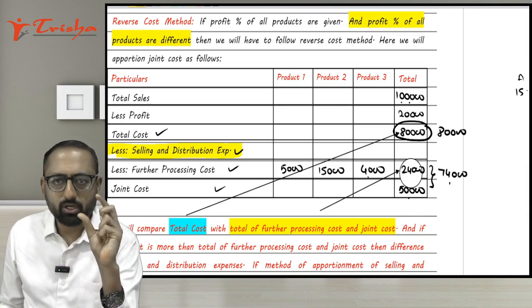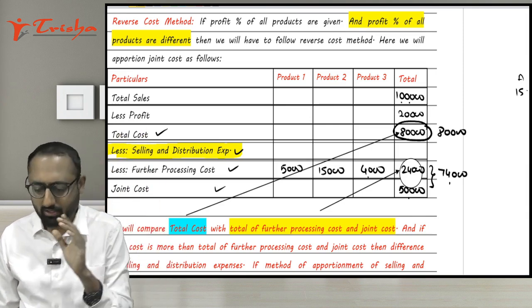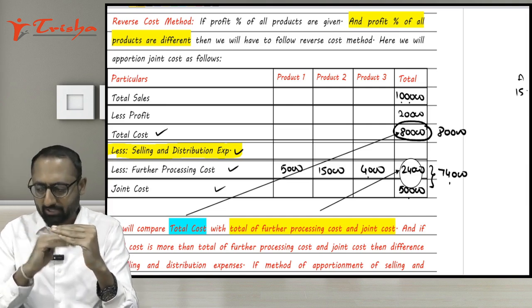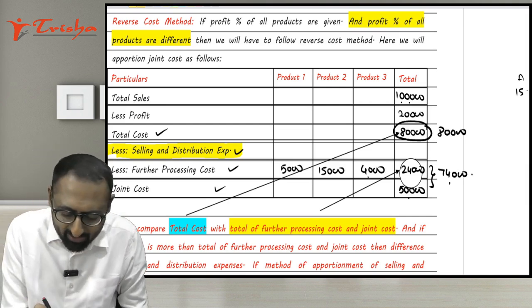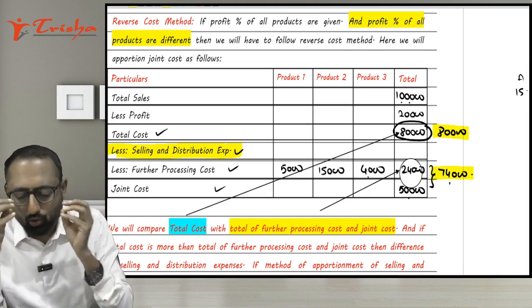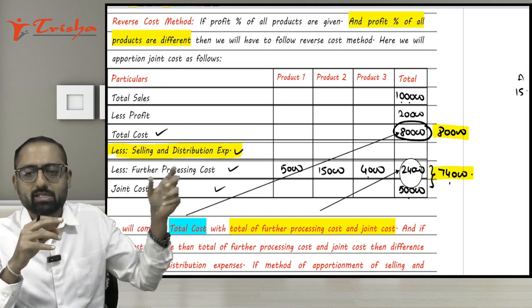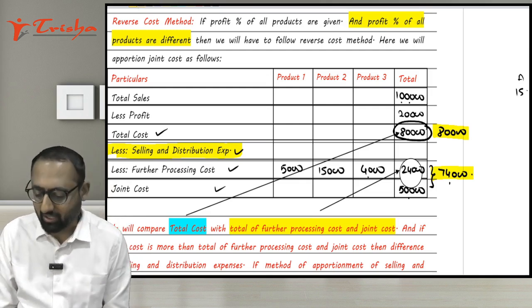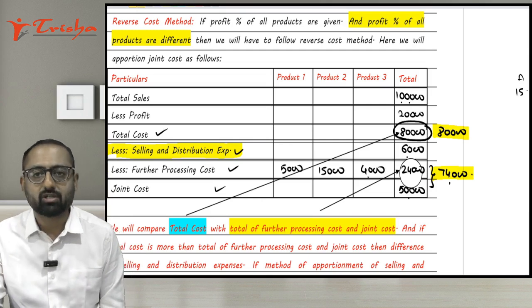So you have to calculate the total cost with the help of two formulas. Sales minus profit is equal to total cost, which is 80,000. Joint cost total plus further processing cost total comes to 74,000. Now compare these two, 80,000 and 74,000. Your total cost should be 80,000, but further processing cost and joint cost is 74,000. In such a situation, this balancing figure of 6,000 will be your selling and distribution expenses.